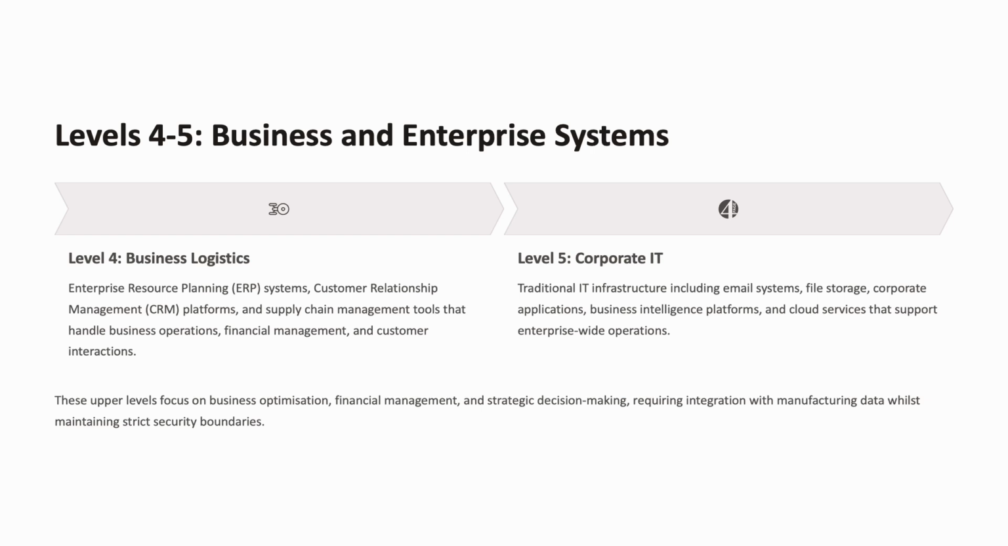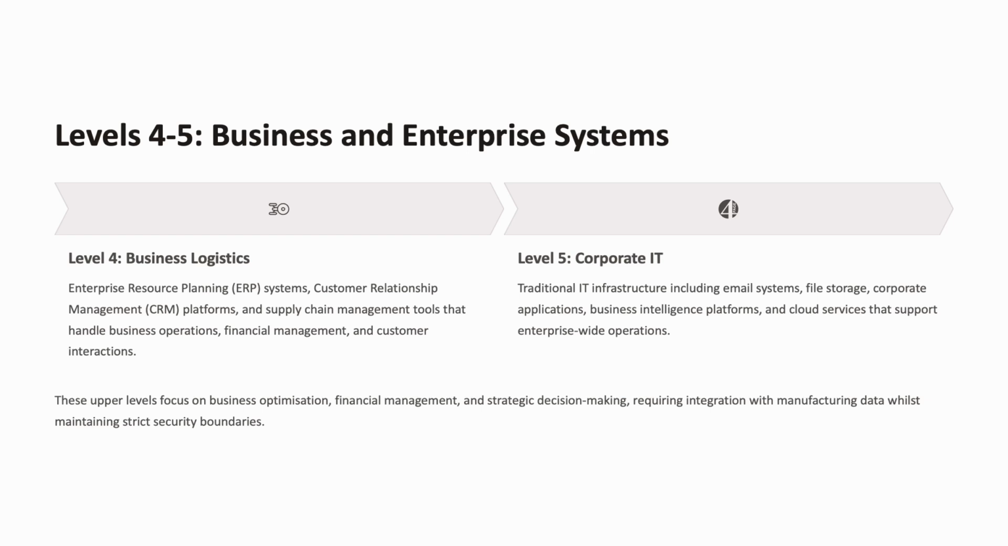Finally, we reach the top layer of the Purdue model, level 4 and 5, which focuses on business and enterprise systems. So level 4 is business logistics. This is where we find core business platforms like the enterprise resource planning or the ERP, customer relationship management CRM, and supply chain management systems. These systems are responsible for handling business operations from financial management and resource planning to tracking customer interactions and managing workflows through the organization.